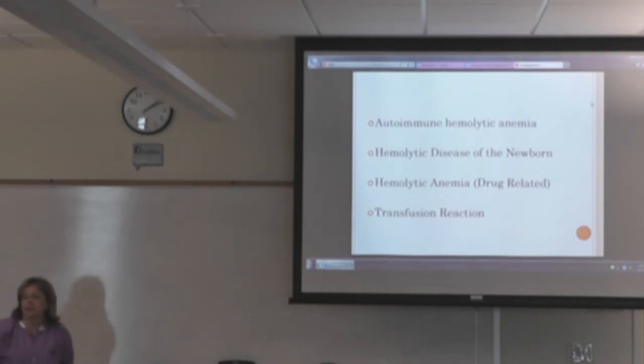Okay, so when we're looking at direct antiglobulin tests, the reason that we run direct antiglobulin tests is to determine if somebody has anemia. Is it autoimmune hemolytic anemia? Do they have an antibody against an antigen that they have that's been turned on somehow or other, and they're lysing their own cells? Do they have hemolytic disease in the newborn? Of course, you know the age of the patient is going to be a big clue in that case. Do they have a hemolytic anemia that's drug-related?